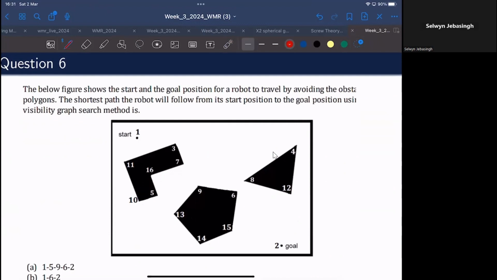The below figure shows the start and goal positions for a robot to travel by avoiding obstacle polygons. The shortest path the robot will follow from its start position to the goal position using the visibility graph method is, so as you know, we can actually establish multiple connecting graphs. Connecting graph in the sense of connecting the vertices that can see each other. So this would be one of them.